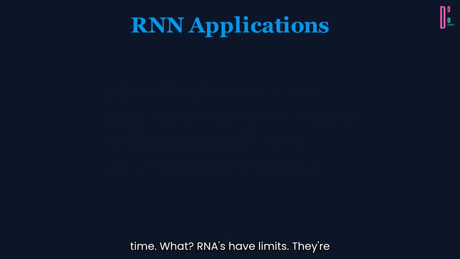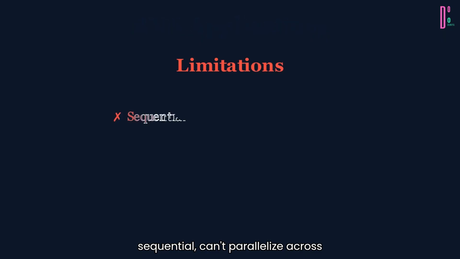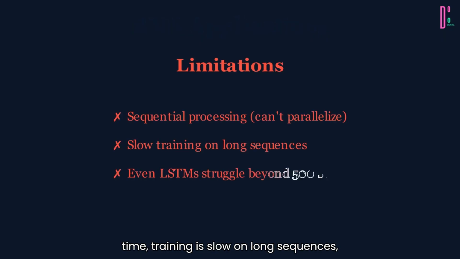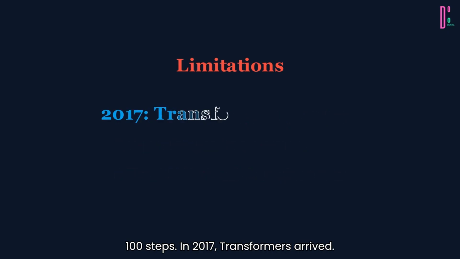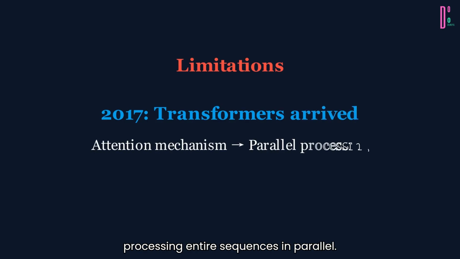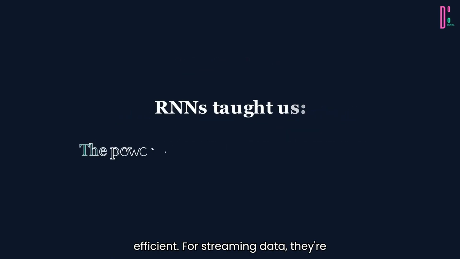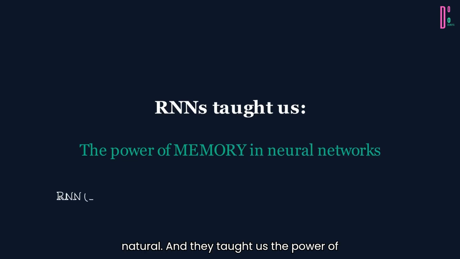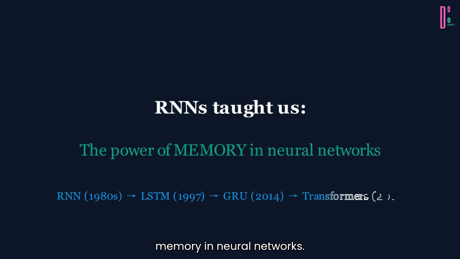But RNNs have limits. They're sequential, can't parallelize across time. Training is slow on long sequences, and even LSTMs struggle beyond a few hundred steps. In 2017, transformers arrived. They replaced RNNs with attention, processing entire sequences in parallel. Now, most NLP uses transformers, but RNNs aren't dead. For short sequences, they're efficient. For streaming data, they're natural, and they taught us the power of memory in neural networks.